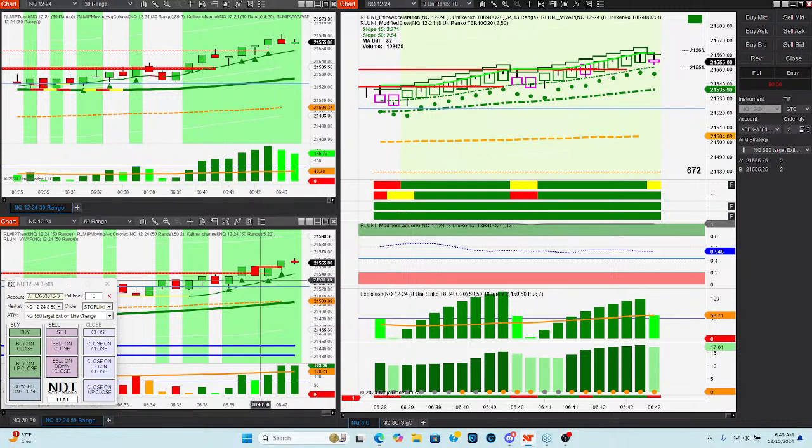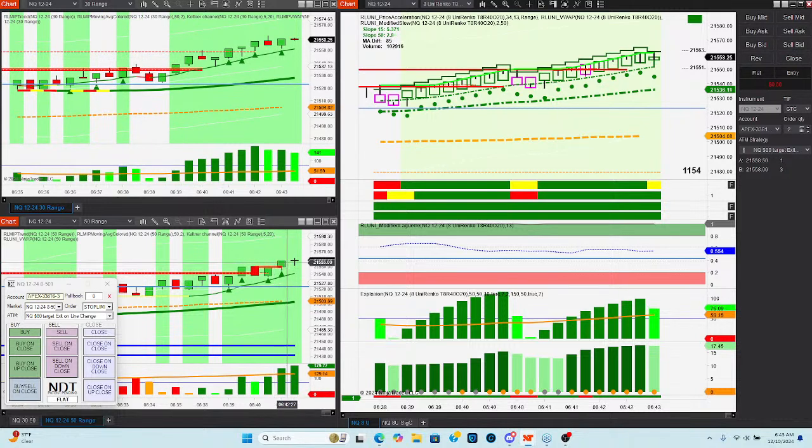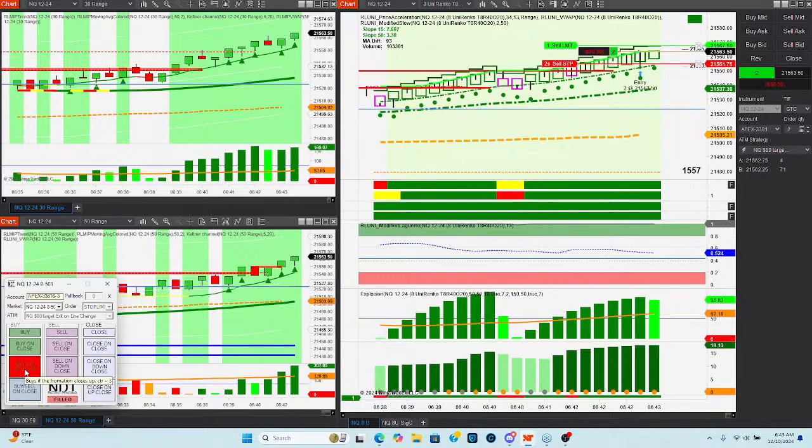Okay, this is what I was looking for. You've got to respect this. Now, right here, this was something I'd be looking at. Now we've got a full body here that we're looking at. I might take this trade going up. Order filled.